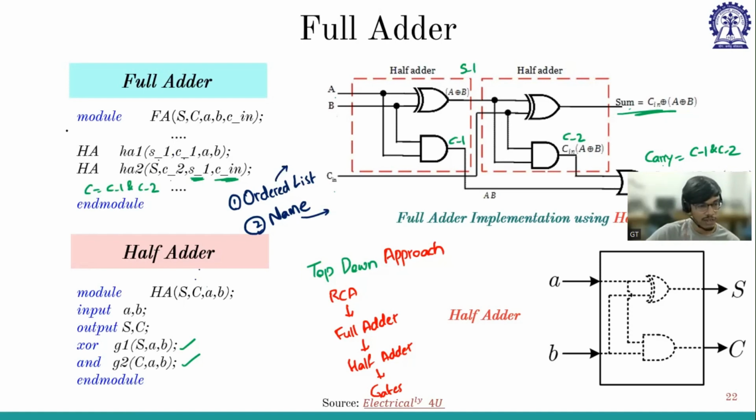Otherwise you have to give it like this: dot S of S1, comma, dot C of C1, comma, dot A of A, comma, and so on, as we said previously. So I suggest everyone to write the code in ordered list and then write the code by name.